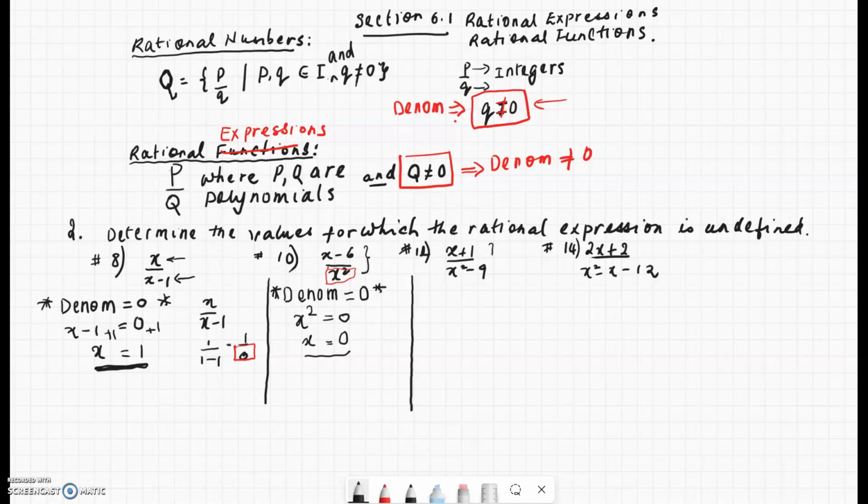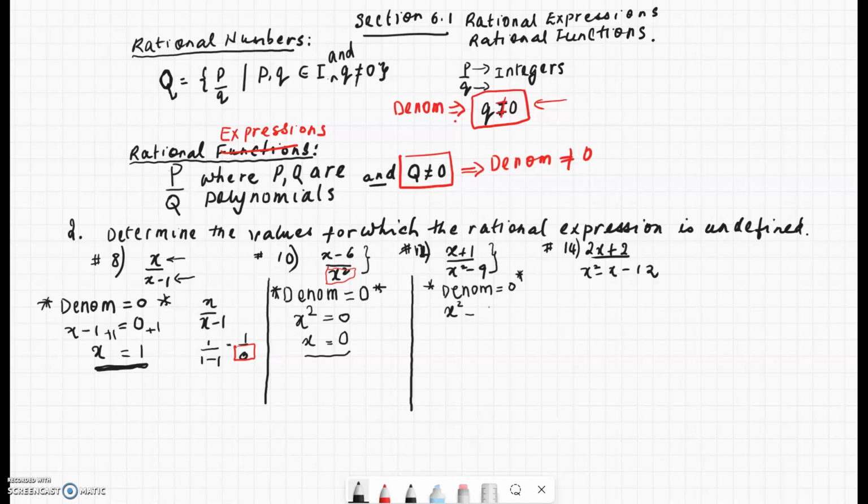We have a polynomial in the numerator and a polynomial in the denominator. So we're looking at problem number 12 from your textbook. What is it that we need to find? The values of x, the variable at which the denominator is equal to 0, which is the same as saying the values of x at which the rational expression is undefined.